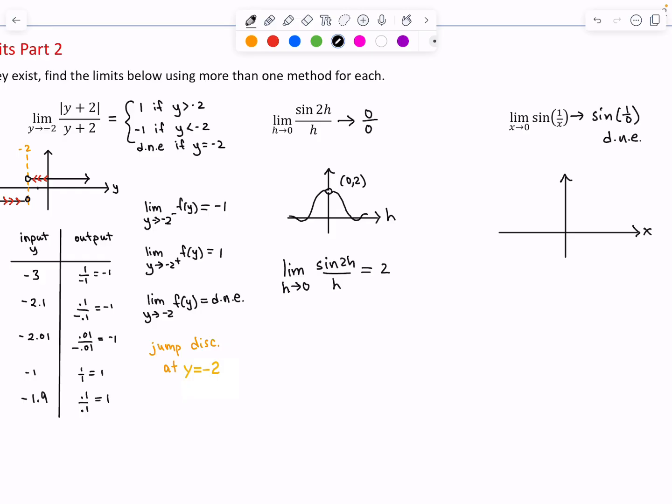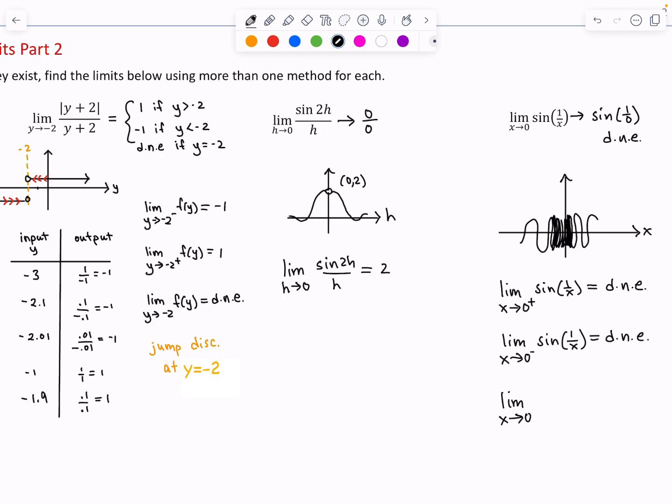So in summary, we had some sort of function that got more and more erratic as we got closer and closer to 0 from both sides. As x approached 0 from the right, we did not have a limit, so we say DNE. As x approached 0 from the left, we had a similar situation. So certainly, as x approaches 0 from both sides, our answer is does not exist. All right, moving on to the next page.